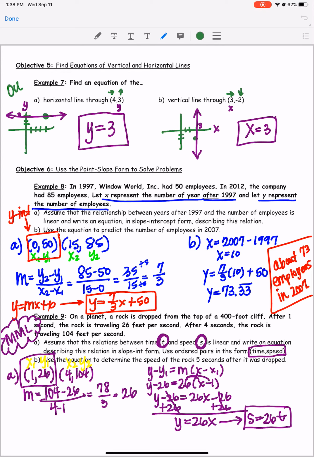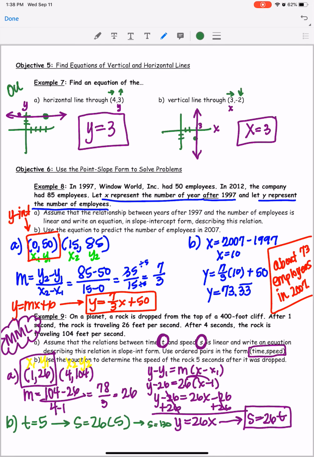Part B says use the equation to determine the speed after 5 seconds. So easy enough. If my t equals 5, just plug that in for the t that we just found. So I've got s equals 26 times 5. So we get s is 130.